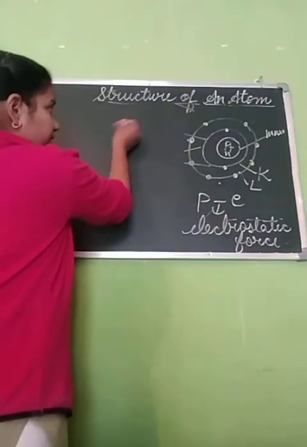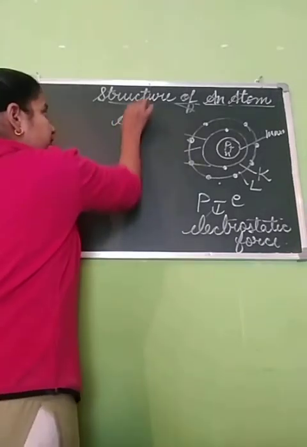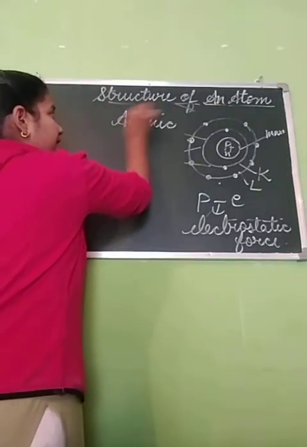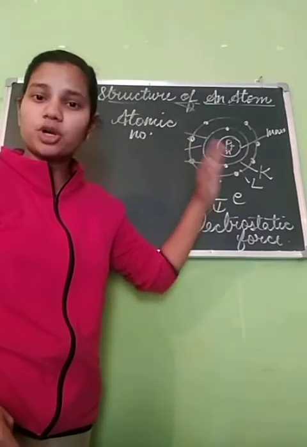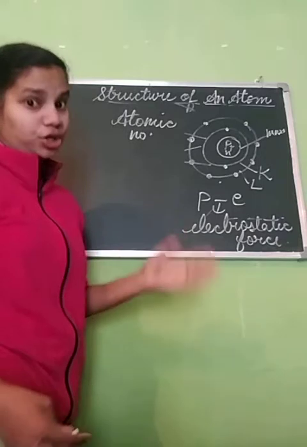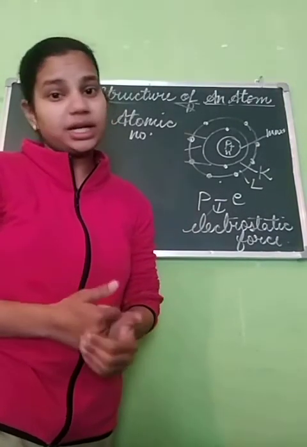Now let me tell you two more very important concepts regarding this topic, the atomic number and the mass number. The atomic number is equal to the number of protons in an atom. You can also say that it is equal to the number of electrons. But why don't we say it is the number of electrons?